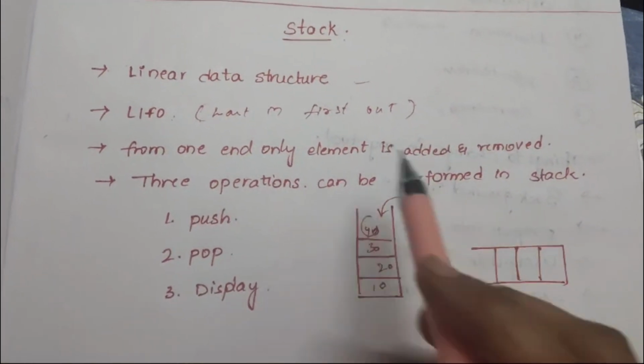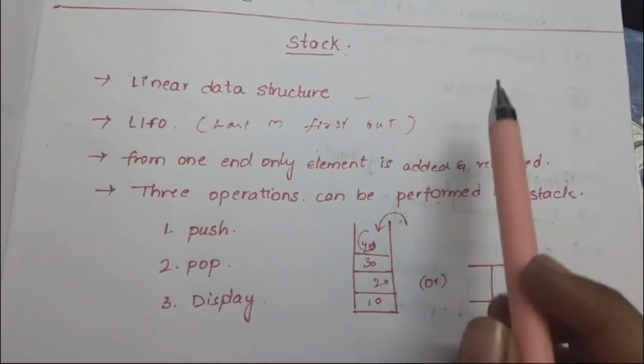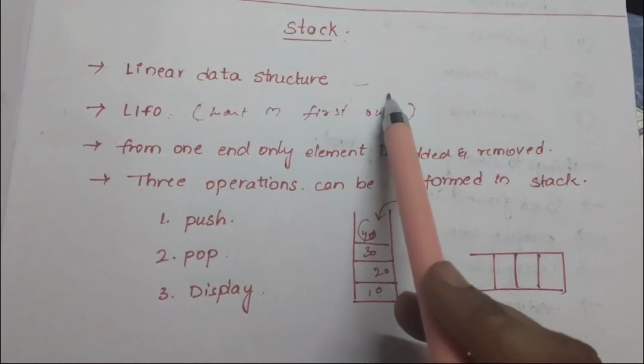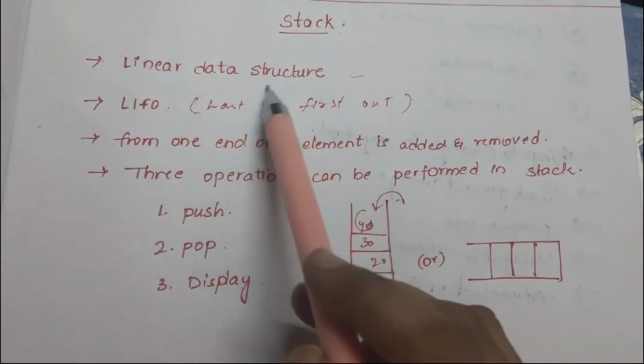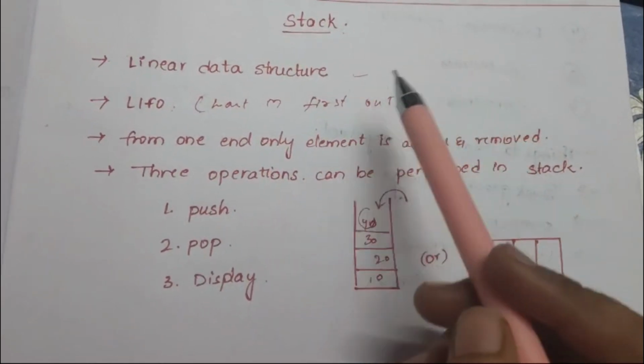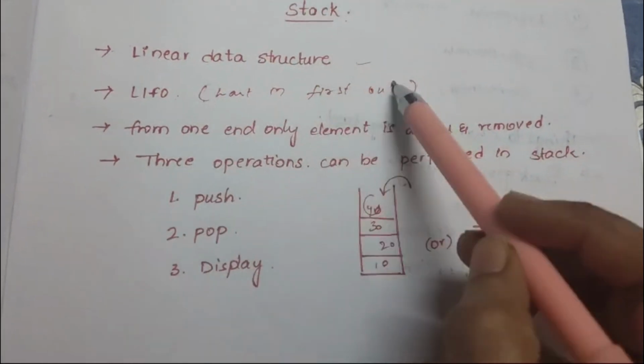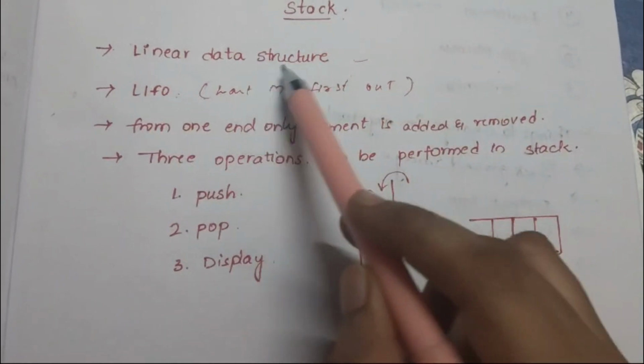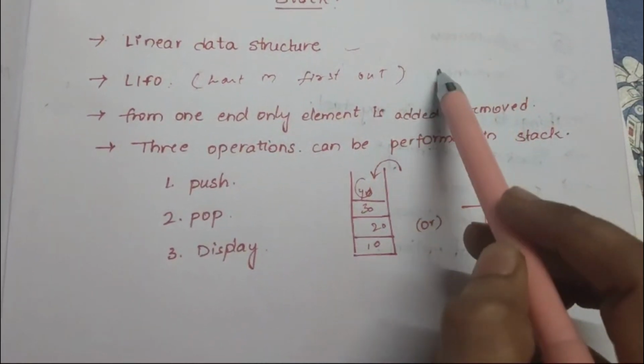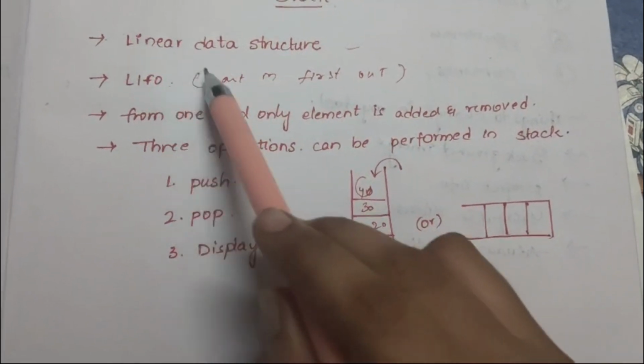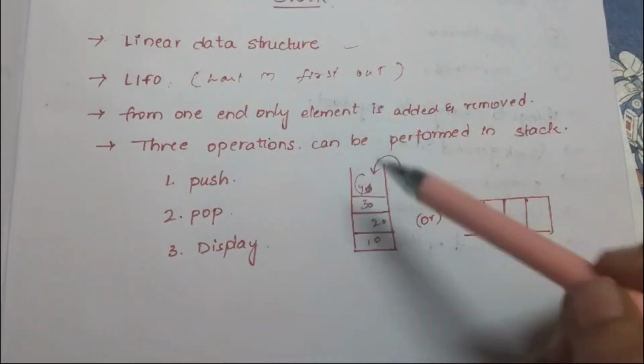In today's video, we'll discuss what is stack. So it is a linear data structure. Data structure means, already I said in the previous video, you can check it out. Linear means in a sequential order. Data structure means in a structure data is being stored. It follows the LIFO principle, last in first out.